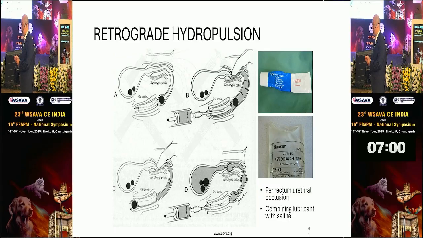So the easiest way to do it is you get half a syringe of each of those, you put a 3-way tap, and then you mix them like this. And that will create a more viscous solution.